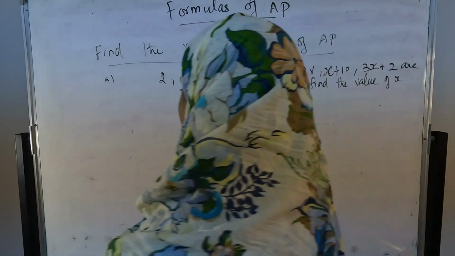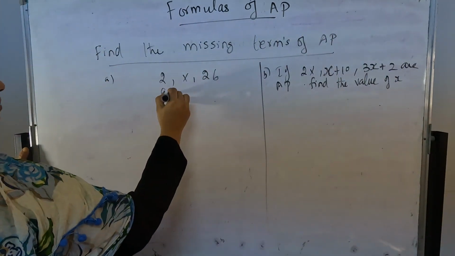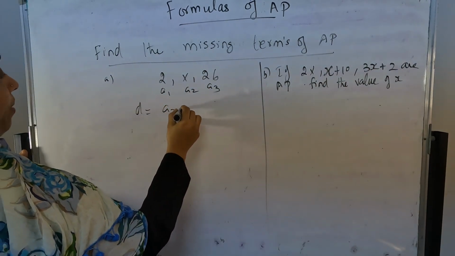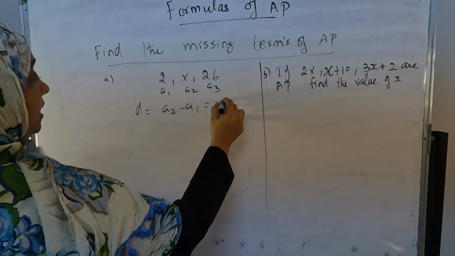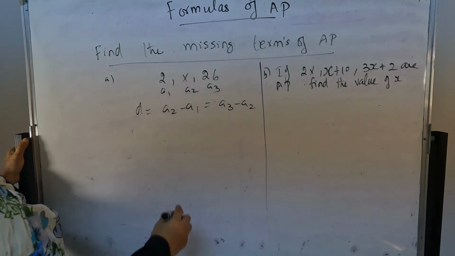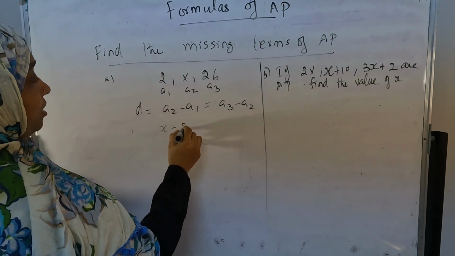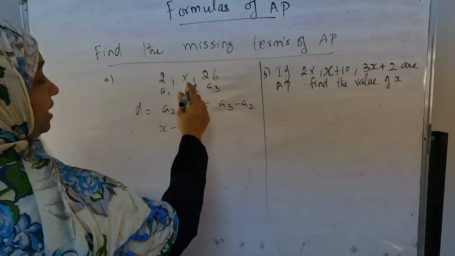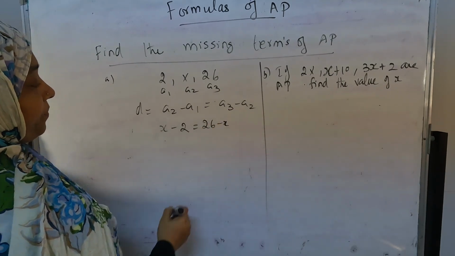So we will solve this one. What is the D formula? We will keep them as A1, A2, A3. So the D formula is what? A2 minus A1 as well as A3 minus A2. These are all going to produce D only. So take this one, x minus 2. A2 minus A1 is equal to 26 minus x.